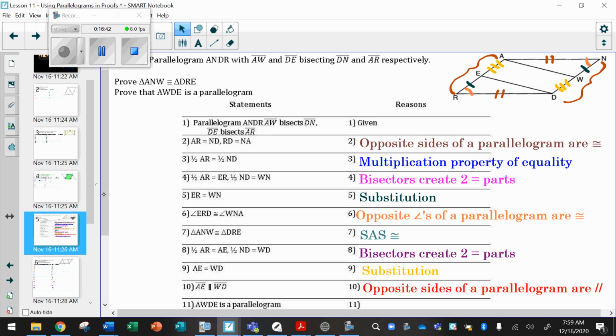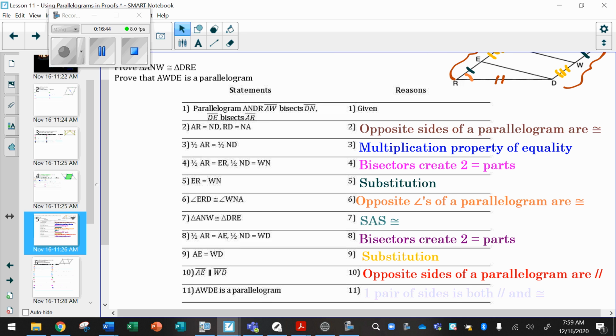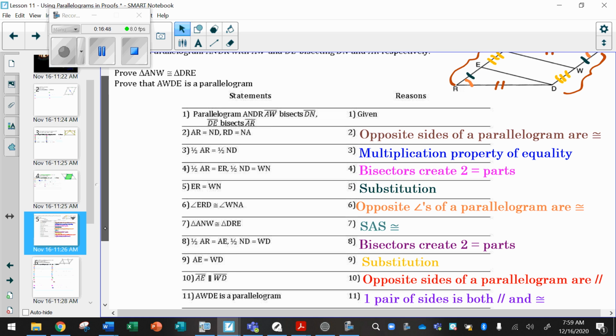Now what we have is one pair of sides that's both parallel and congruent. So AE is parallel to WD, and we have AE congruent to WD. One pair of sides is both parallel and congruent. So that's that one all filled in.